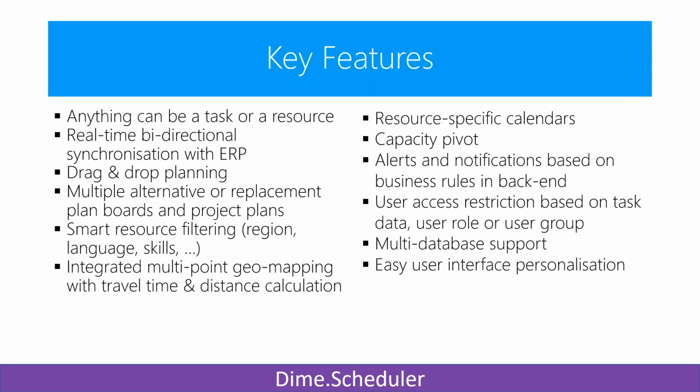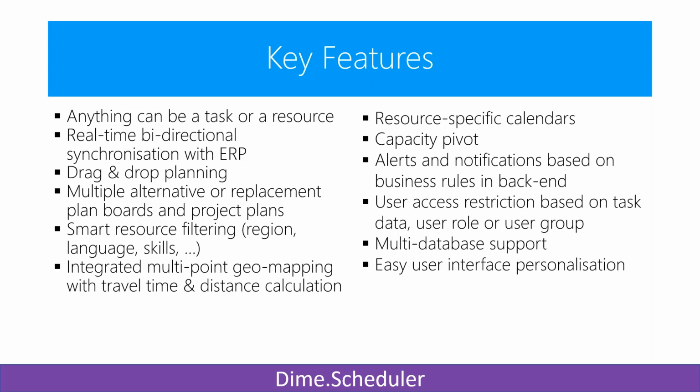And anything can be a resource. That can be your standard resources from your ERP, your workers, your field engineers, but you can also set up your vehicles if you want, maybe specify specific equipment that you need. It could be the room you're sitting in right now, the television screen you're looking at right now. All of those can be pulled either from ERP, from NAV, Business Central, or you can just create them on the fly on the front end in Dime.Scheduler itself.